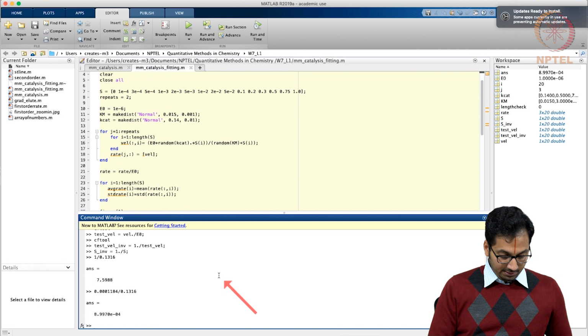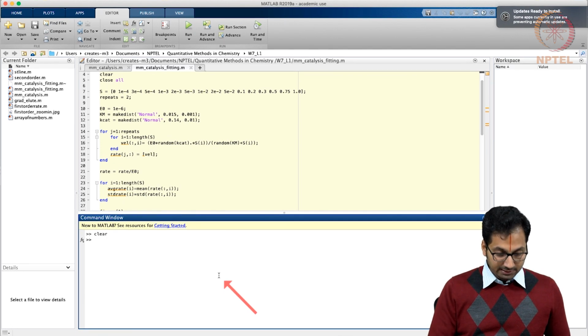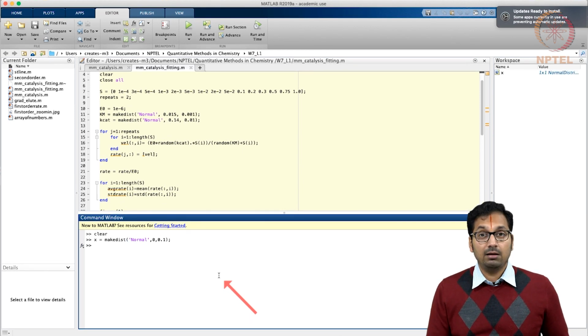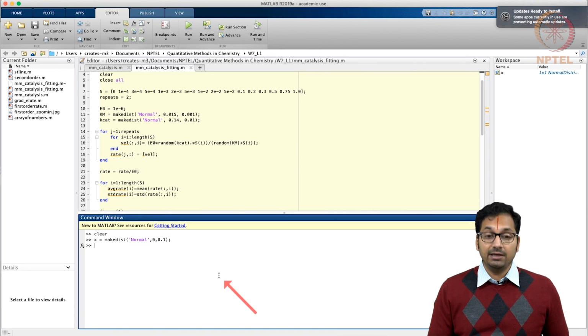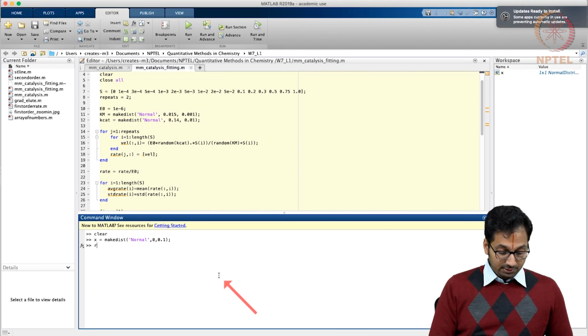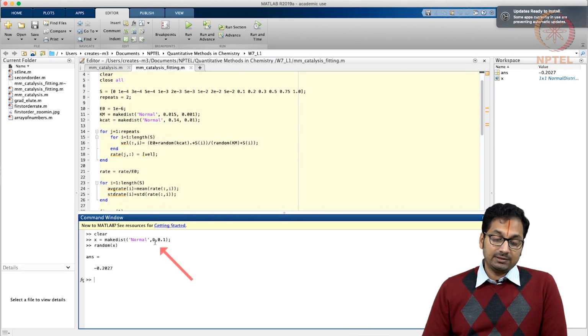Let's clear any variables that exist. Let's say x is equal to make dist, and then we can say normal. That means it's a Gaussian distribution. Let's keep the mean at 0, and we can say 0.1 is the standard deviation associated with it. So then we say random x, and what MATLAB does is to randomly pick a value with an average of 0 and a standard deviation of 0.1 across many such numbers.